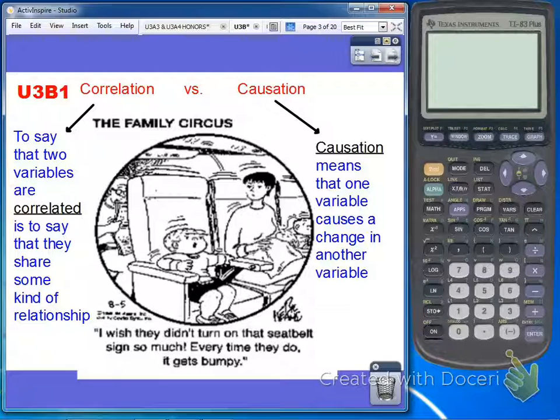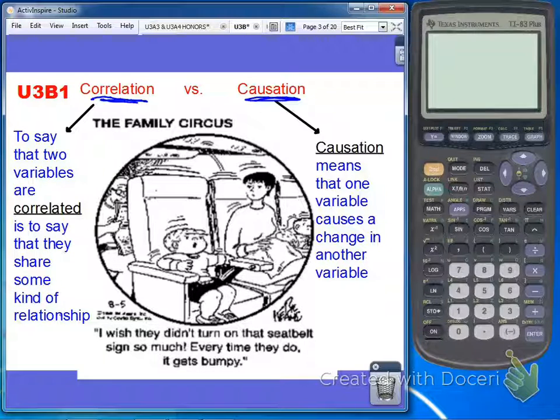Okay, so the first skill that I need you to master is the difference between correlation and causation. To say that two variables are correlated is to say that there's some sort of relationship between them, positive, negative, or just some sort of relationship.